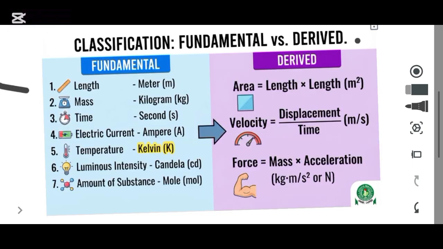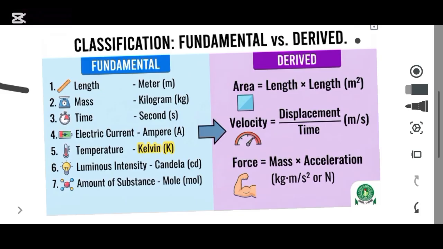Now, how do we classify them? The first major split is based on dependency. Fundamental and derived quantities are based on dependency. Think of fundamental quantities as building blocks. They are independent and cannot be derived from anything else.